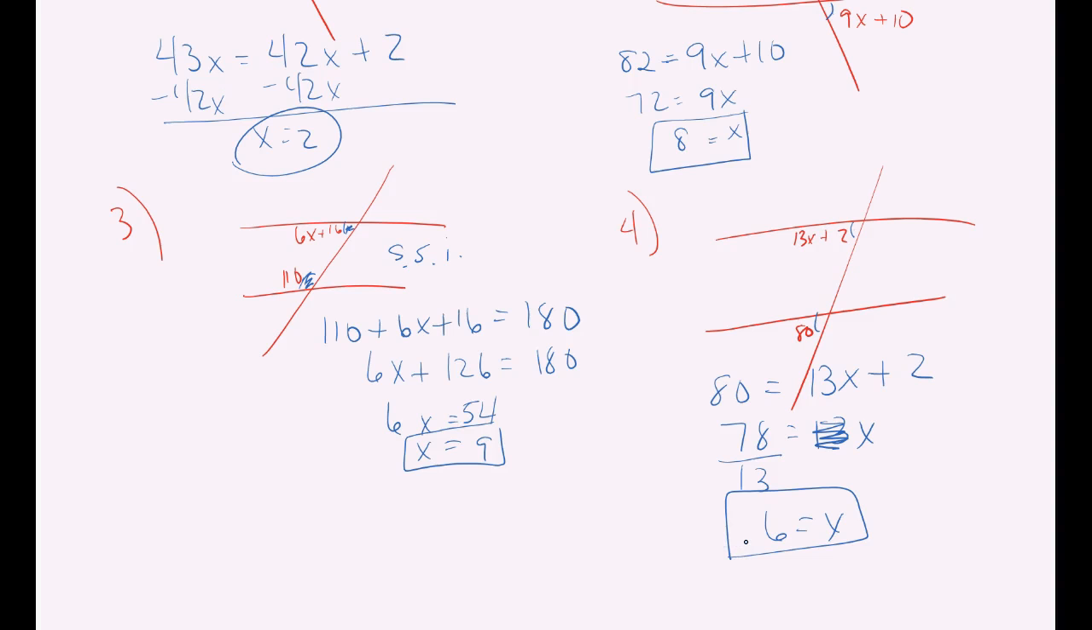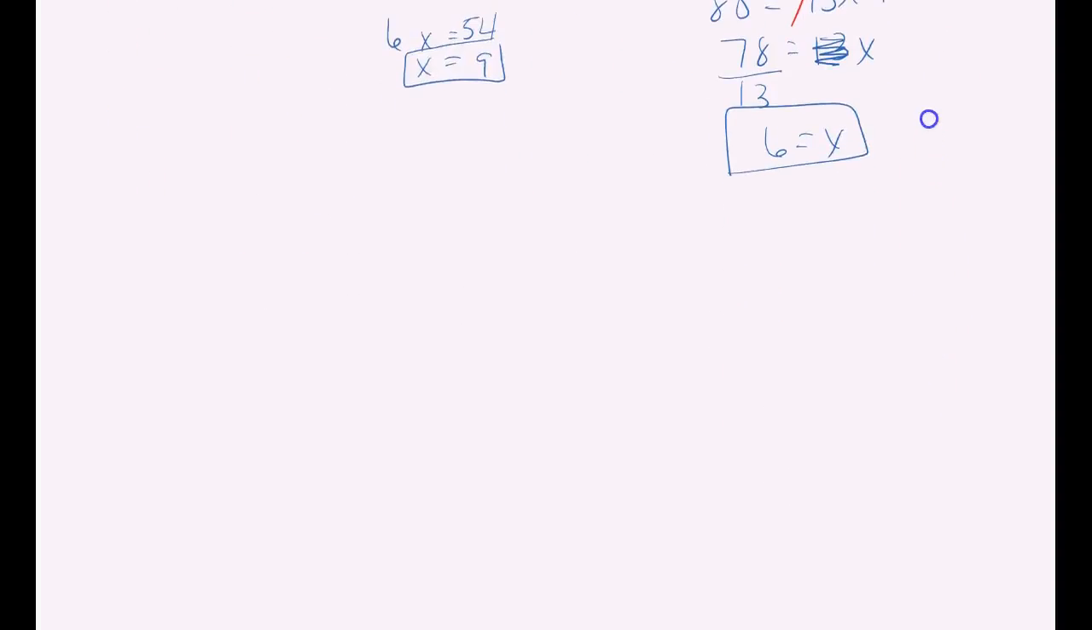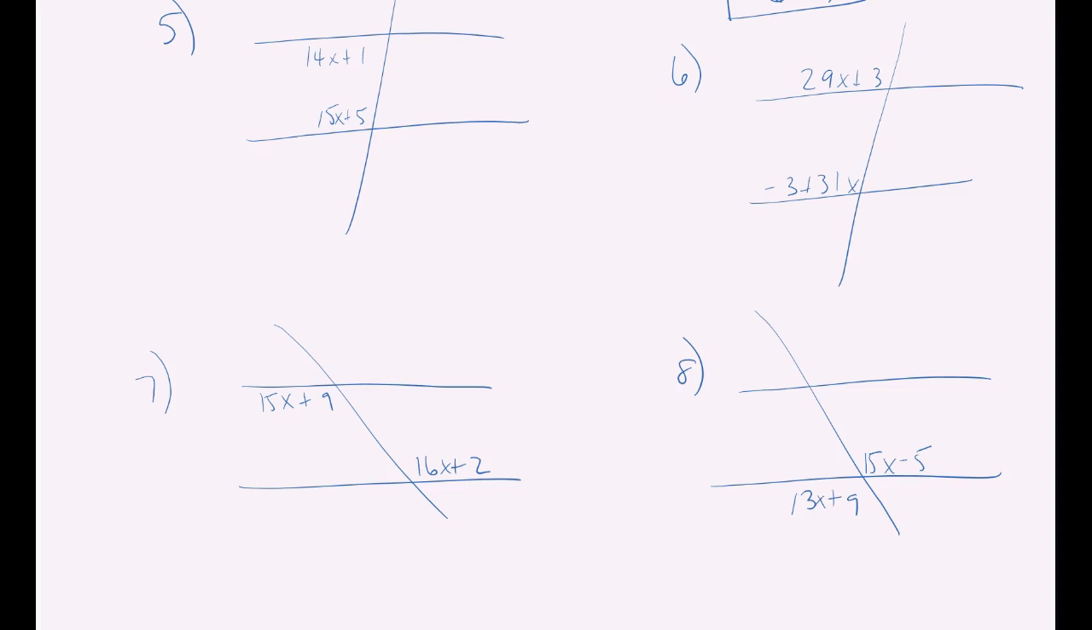Okay, so there's 1 through 4. Now we jump to 5, 6, 7, 8, where in these 4, it's not just find x, it is also find the measure of the angle indicated in bold. So basically find all the angles. So we're going to start like we did before. Let's compare this with this. And they are on the same side of the transversal, and they're on the inside of the parallel lines. So same side interior, those are supplementary, guys.